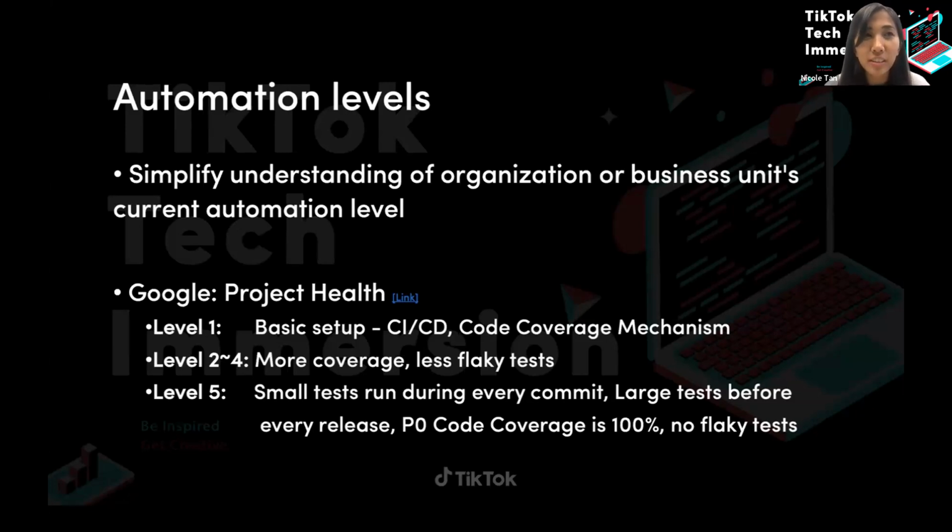For levels 2 to 4, they weren't very specific, but as you go up the levels, you have more coverage and fewer flaky tests, or invalid tests. Then level 5 is that we have small tests running during every commit, large tests before every release, P0 code coverage is 100%, and no flaky tests. So level 5 is actually a good goal.